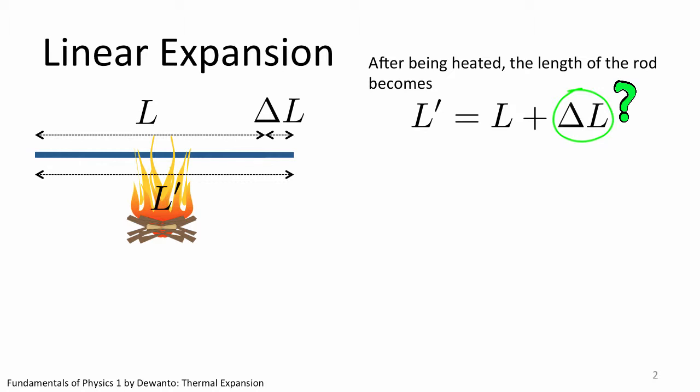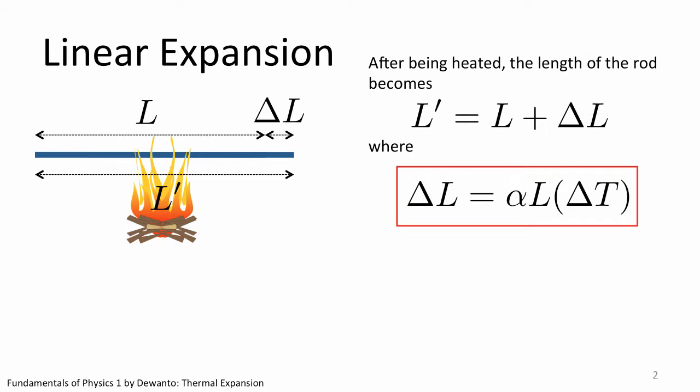Well, we have an empirical equation to compute delta L, which is given by alpha times L times delta T. The physical meaning behind the equation is that delta L will depend first on the original length of the rod. A longer rod will expand more. Second, on the increase in temperature, delta T. The hotter the rod, the more it will expand.